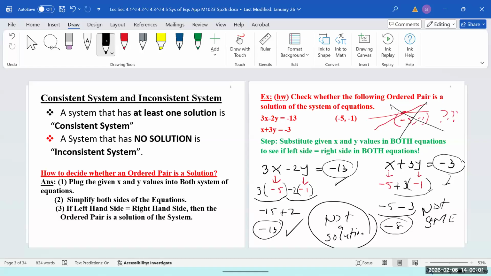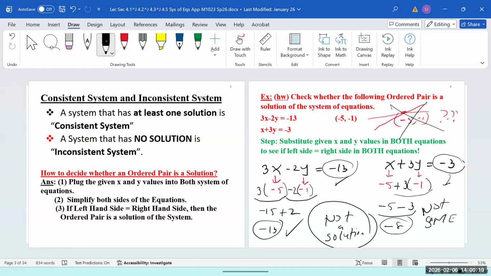But this is what you're going to do in your homework. They're going to give you a few questions and ask you to verify whether the point they're giving you is a solution or not. If it's not a solution, that means there is a different solution we have. So go find the real solution.